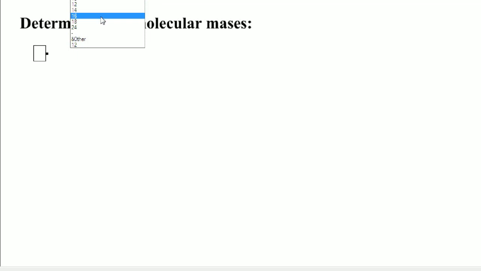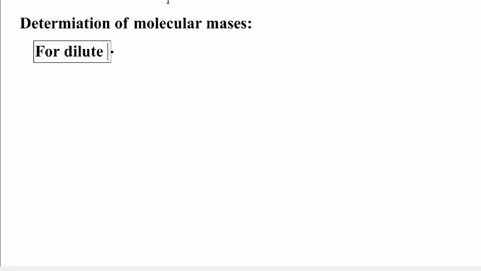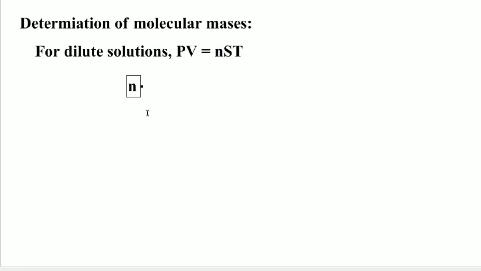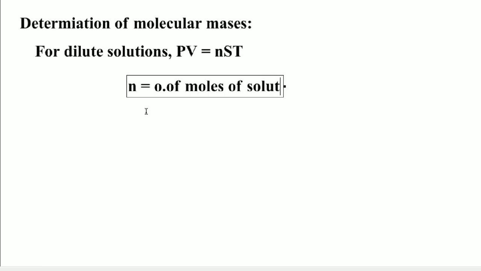Students, we know that for dilute solutions, PV is equal to NST, where N is the number of moles of solute. Students, let us assume a solute of mass WA having molecular mass MA.